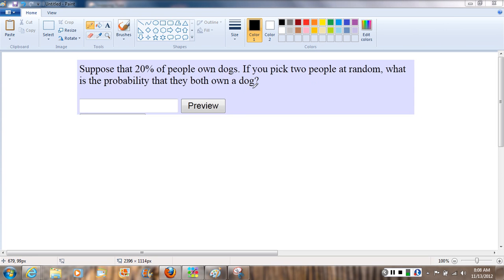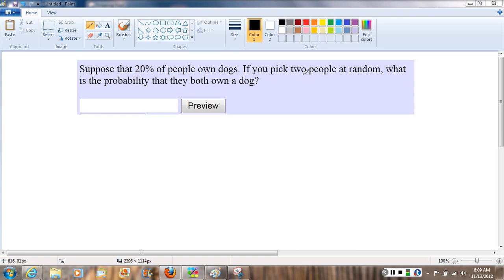So a couple things we want to notice here. The word random is used to describe how we pick the two people, so that's going to allow us to assume that they're independent picks. Whether or not the first person has a dog gives us no information about whether or not the second person has a dog. So we would use perhaps a random number generator to choose individuals from a population to ask this question to.